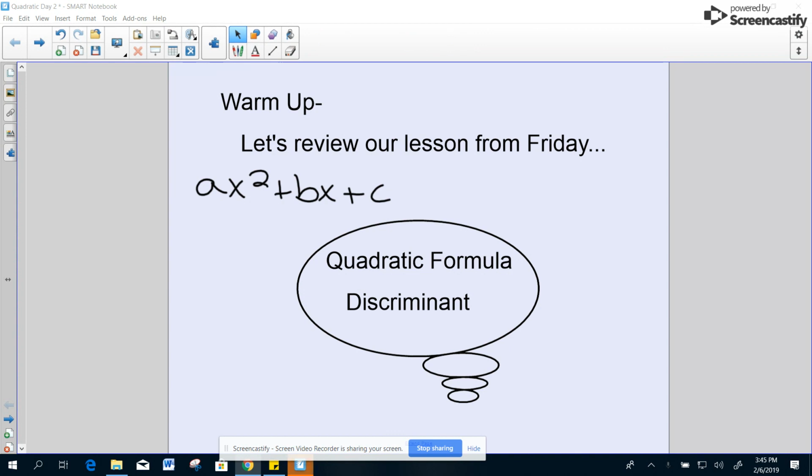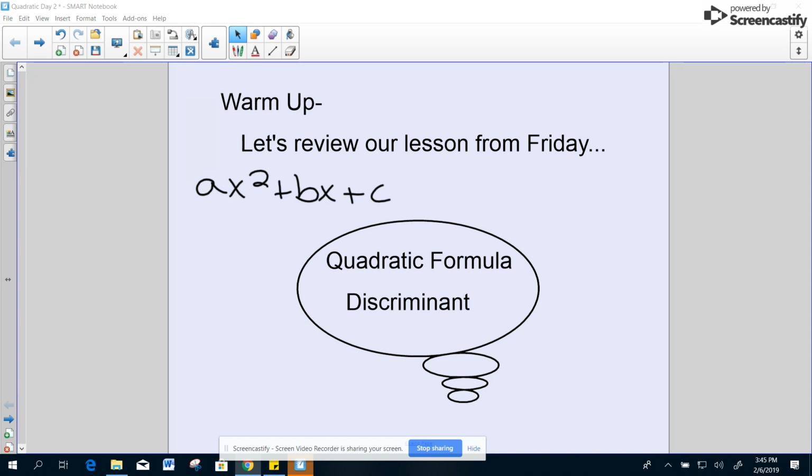Our discriminant that we talked about on Friday helps us determine how many solutions we should have. Okay? When working with the discriminant, we will determine how many times our graph crosses the x-axis. Will it be once with one solution? Will it be twice with two real solutions? Or if it never crosses, we would have no real solutions.